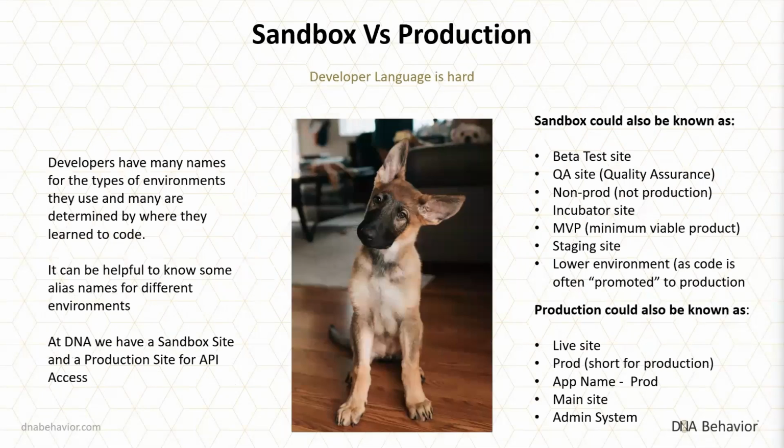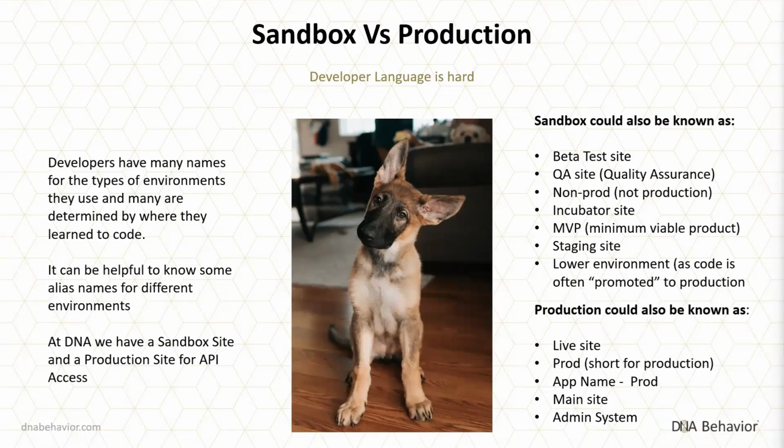Now, in the development world, we tend to use lots of language interchangeably. So we have lots of names for similar things or for the same thing. So at DNA, we use sandbox site and production site for our API access. But the sandbox could also be known in your world as a beta test site or a QA or quality assurance site, or the non-prod site, meaning not production, or an incubator site, or potentially the MVP, your minimum viable product test site, or your staging site, or your lower environment.